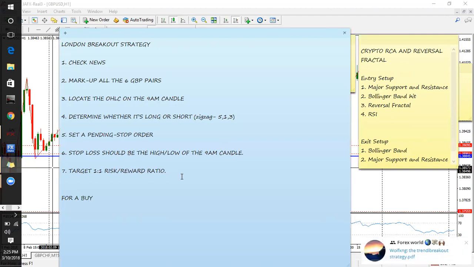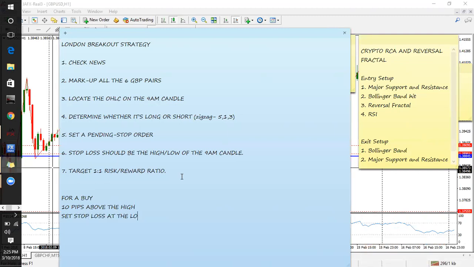For a buy, above the high, 10 pips above the high. Then set your stop loss at the low of the 9 a.m. candle.